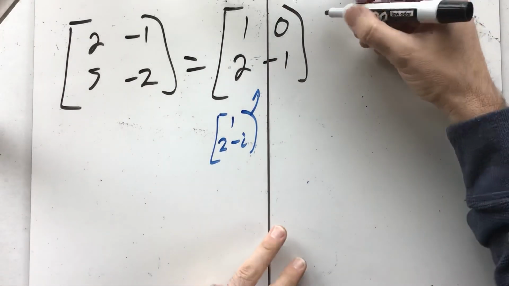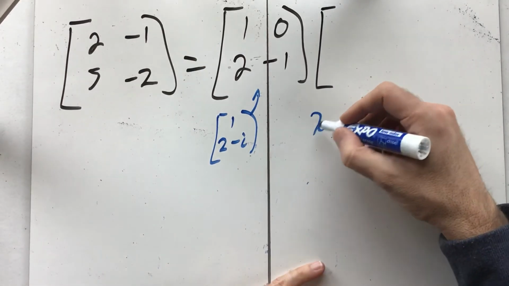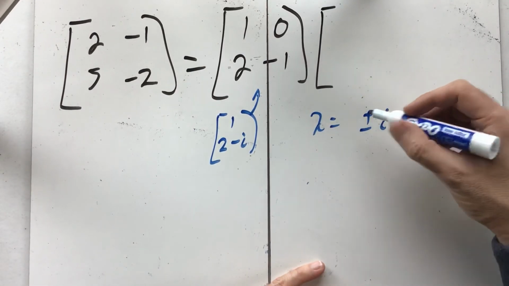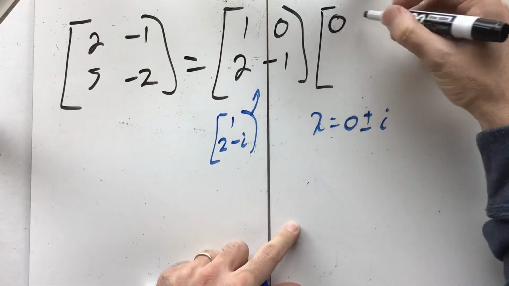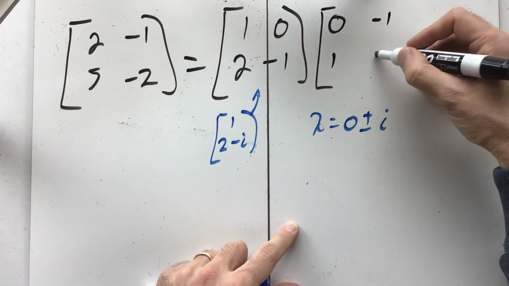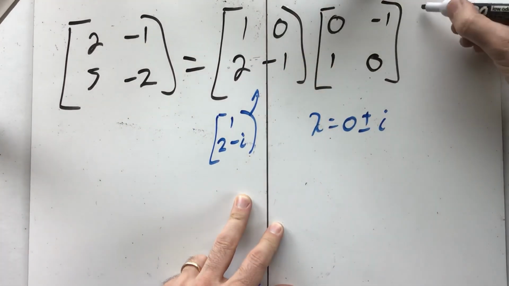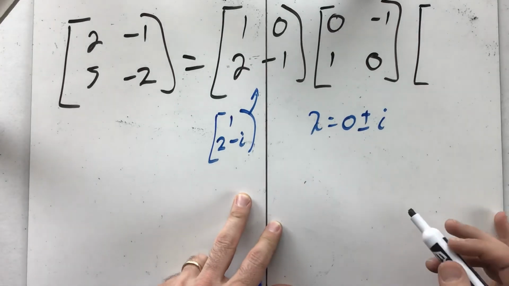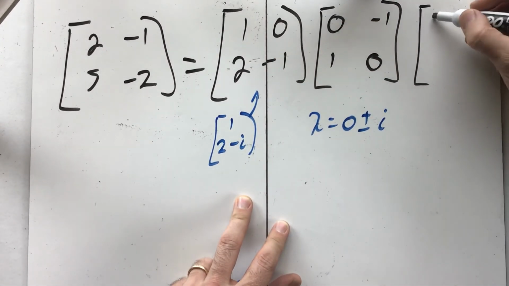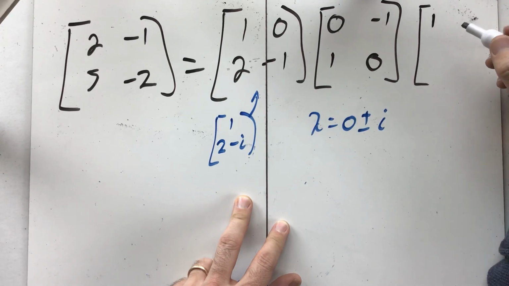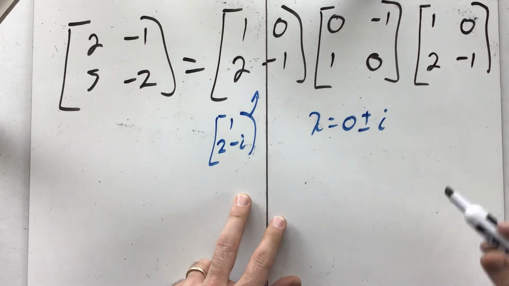And then our complex eigenvalues were plus or minus i, so you can think of them as 0 plus or minus i. That means we'll have a 0 and a -1 and a 1 and a 0. And then finally we'll have the inverse of that. And notice the inverse means we switch those two, except I think we'll end up with the exact same thing, actually. I think that one is its own inverse.